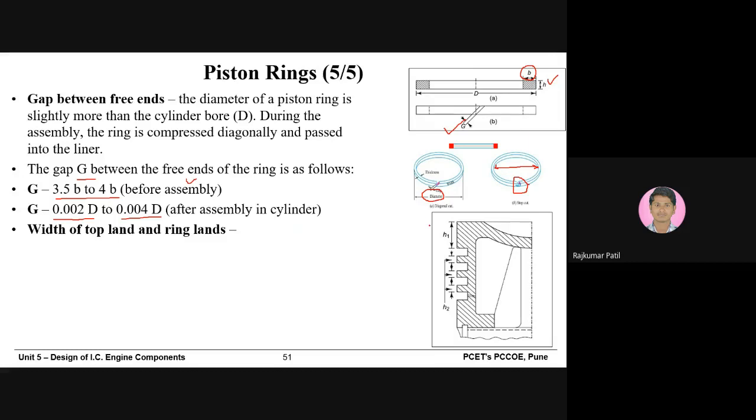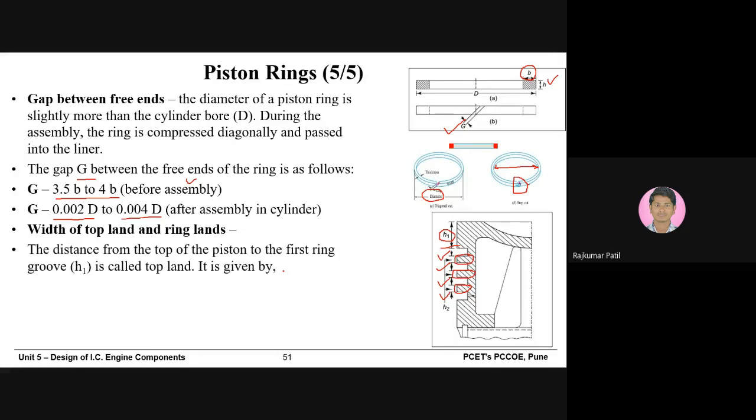Then the width of the top land and ring land. Here you can see the H1, that is the space above the rings. The grooves are provided for the rings, and just above that you will see a height H1. And between the two rings or between the two grooves there is a ring land, which is denoted by H2. So we need to find out what value of H1 and H2 need to be kept.